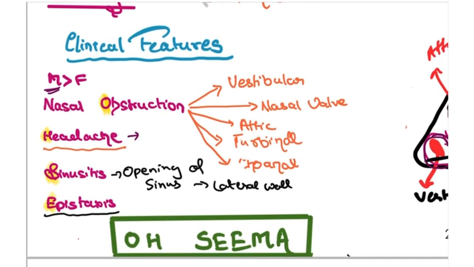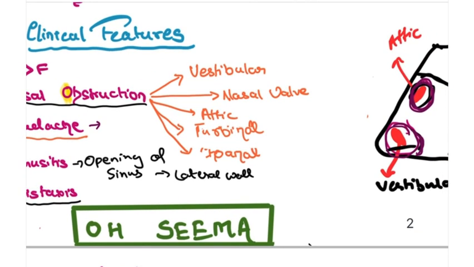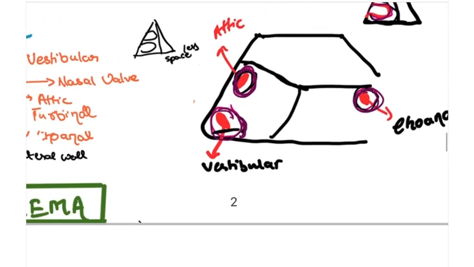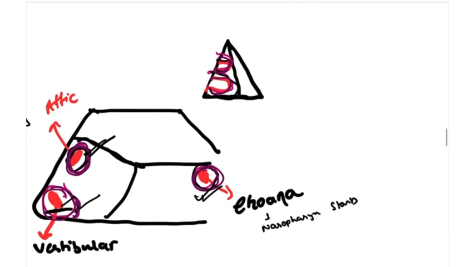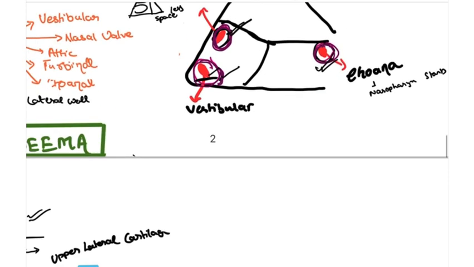Mostly you will see males presenting more than females, and the most common symptom is going to be nasal obstruction. Nasal obstruction, because on one side there will be hypertrophy of the turbinates and on the other side there is very less space. It can be vestibular, it can be in the nasal valve area, it can be in the attic region, it can be in the choanal region. Choana is where the nasopharynx starts. Or it can be hypertrophy of these turbinates.